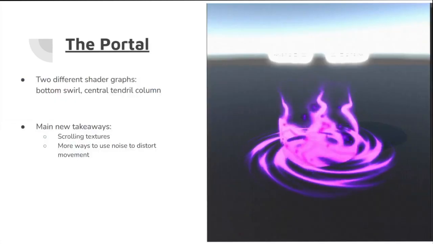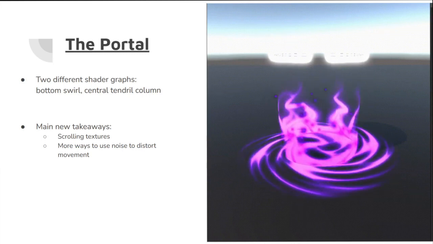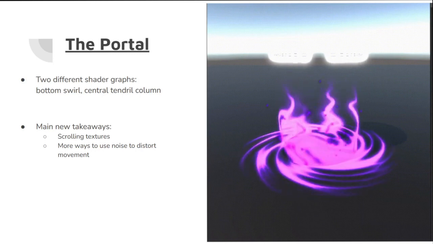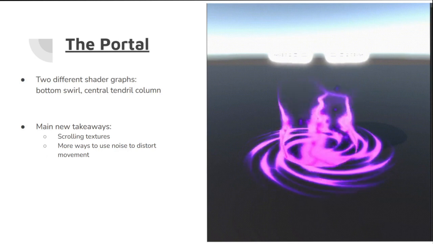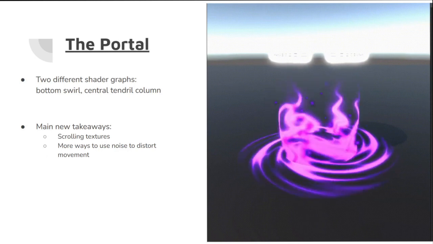Finally, I made this portal effect. It's made of 3 particle systems, 2 of which are mostly controlled by shader graphs, the central tendril column and the bottom swirl. The main new takeaways I got from making this one are the use of scrolling textures, as well as more ways of using procedural noise to distort textures and movement.